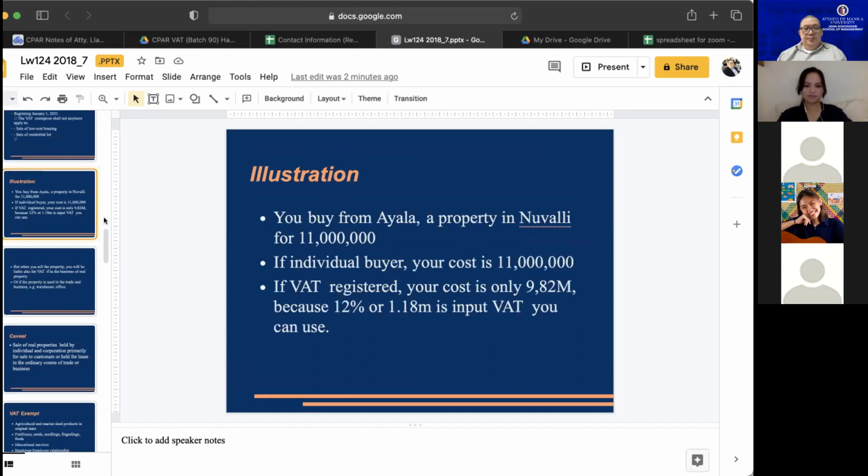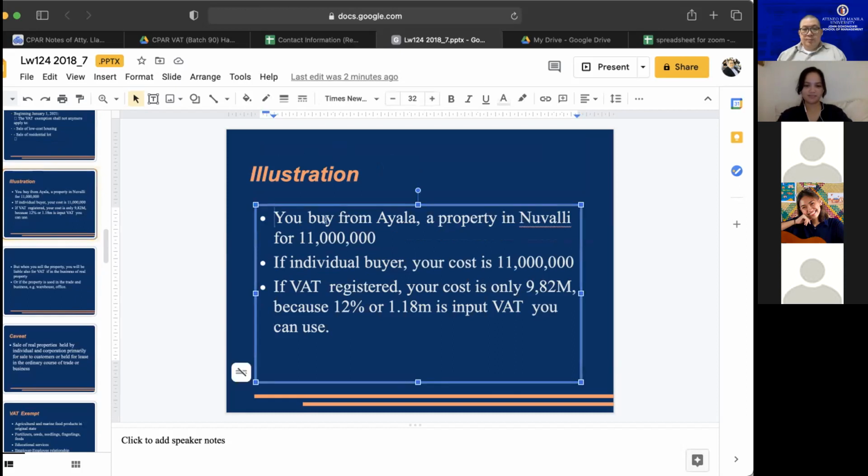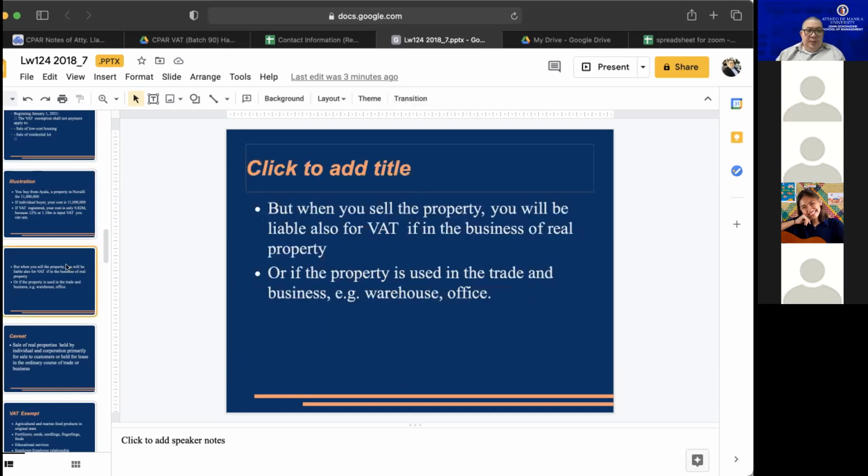So how do we use the VAT? If you buy a property from Ayala for 11 million, of course, this is no longer true. You can't get anything for 11 million in Nuvali now. The values are all high. But if you are the individual buyer, then your cost is 11 million. But if you are VAT registered, your cost is only 9.82 because the 1.18 is your input VAT. Okay? Clear?